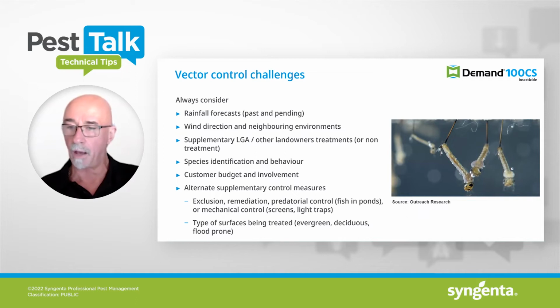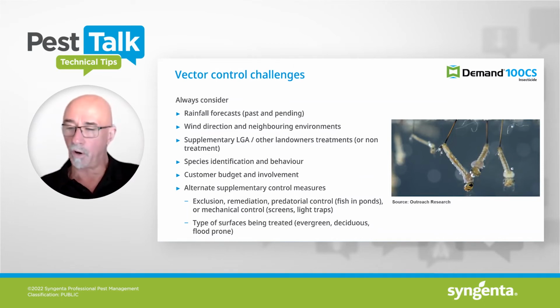If we know how they live, it makes it a lot easier to know how we can kill them and control them. The customer budget, of course. There's no point putting out a $1,000 to $1,500 treatment if the homeowner hasn't got that money. Or sometimes you might offer a $200 to $300 treatment, but the homeowner wants more and you may miss out on that work.